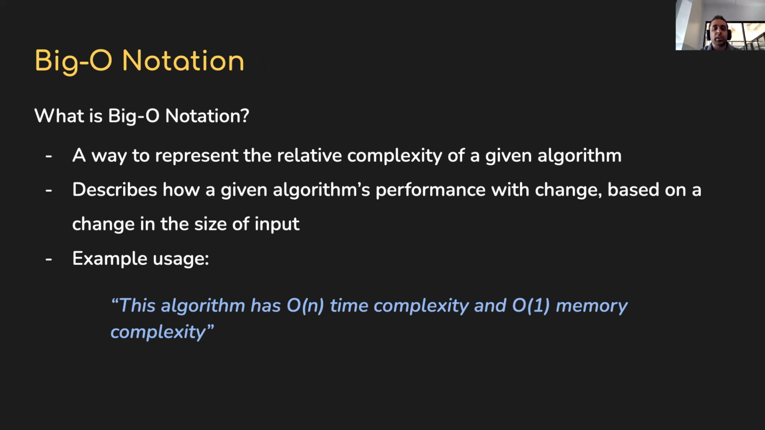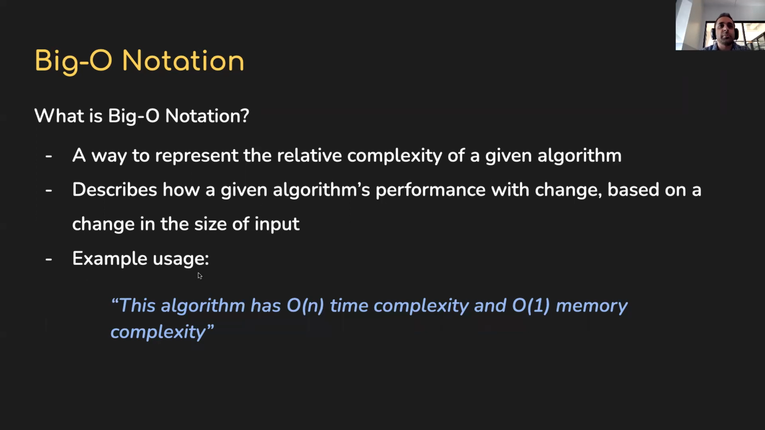So again, it's relative. It's not an exact measurement, so keep that in mind. It describes the algorithm's performance based on the change in inputs versus the time it takes to run. So again, it's all relative. Basically, if your input size doubles, what's the change in time? Sorry, I'm kind of stumbling over my words. So your change in input, how does that impact your time?